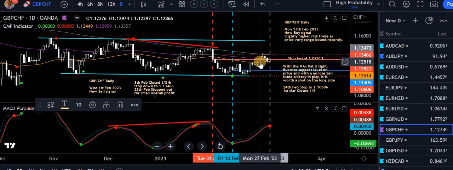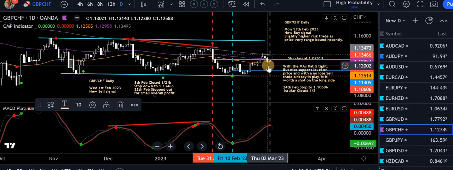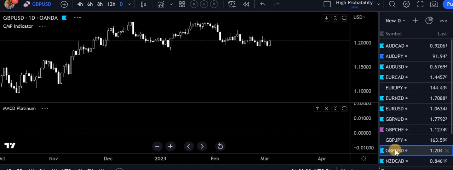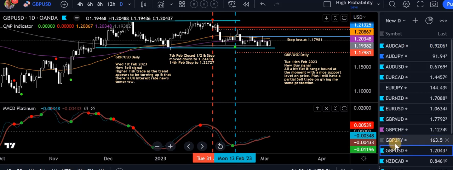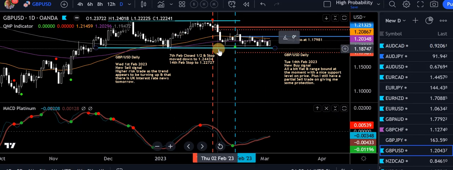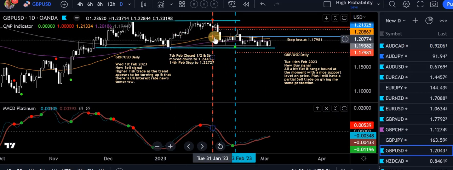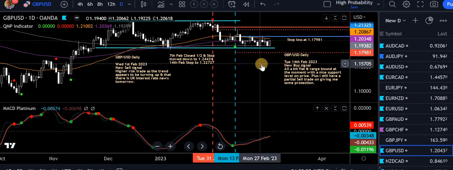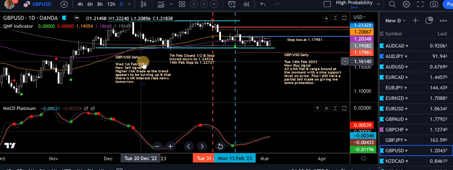We can't lose on the buy position. So we didn't lose on the sell, and we can't lose on the buy. So all good. That's the pound Swiss. Pound USD. We're going to sell from back on the 1st of Feb. There's already been some trade management there, so we can't lose on the sell. Good. Then we took a buy on the 14th of Feb, and it's just been going sideways.